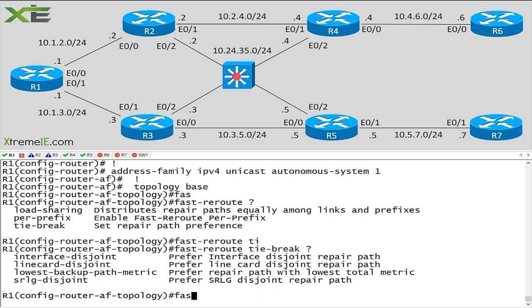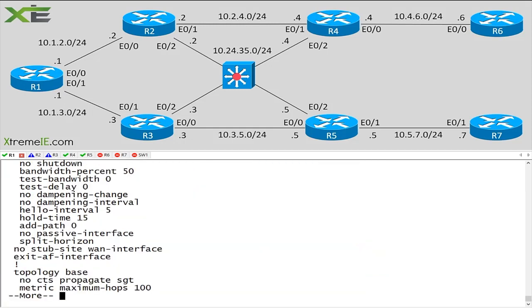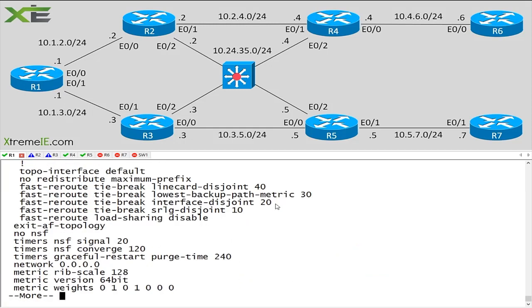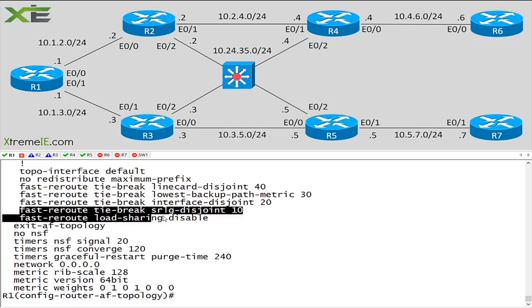Now, if we say do show run all section router EIGRP, you can see what these values are set at by default. So you can see here, this is the actual order. The shared risk link group is going to be the first one that's chosen, then the interface, then the lowest backup, then the line card. So they're actually in reverse order. And here's the priority. So if you want to change these, you would do something like this.